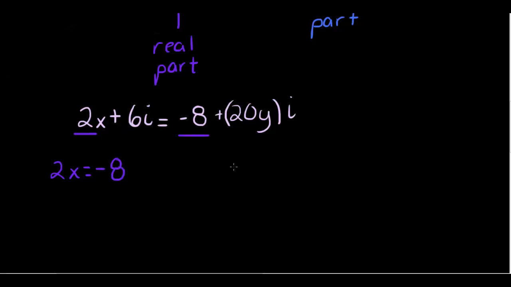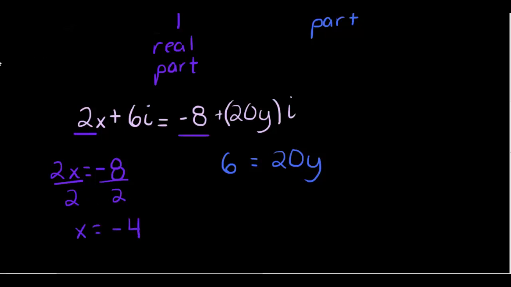And then I'm going to take the imaginary part without the i, and make them equal to each other. 6 equals 20y. Just like that. And then I'm going to solve the equations. For this one, I'm going to divide both sides by 2. So x equals negative 4.